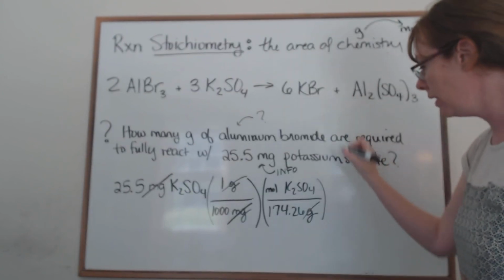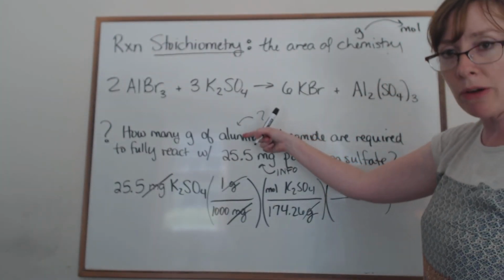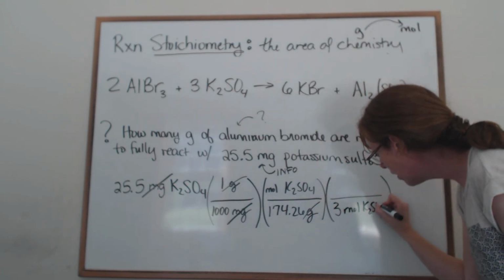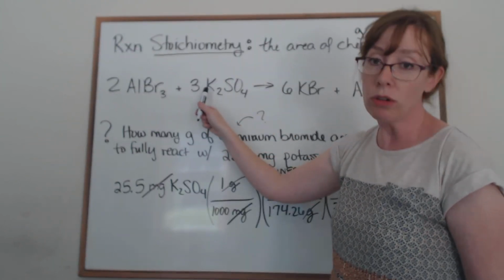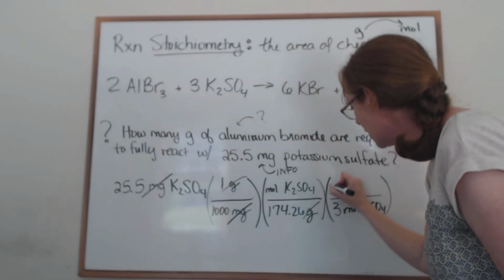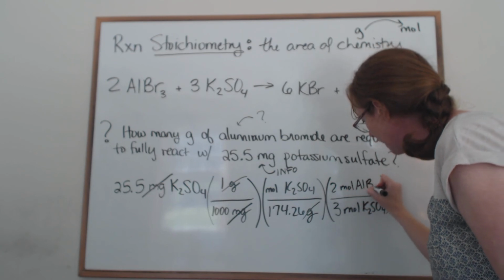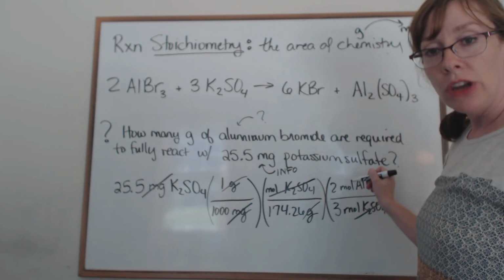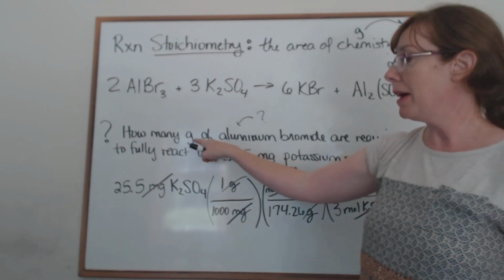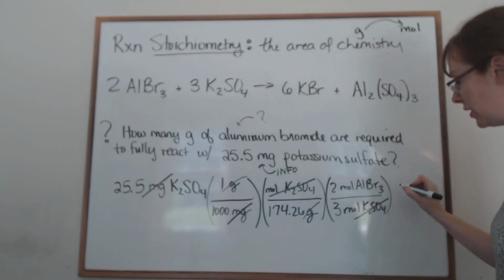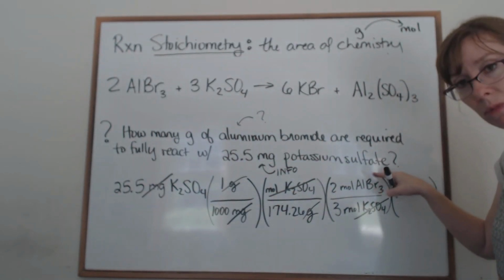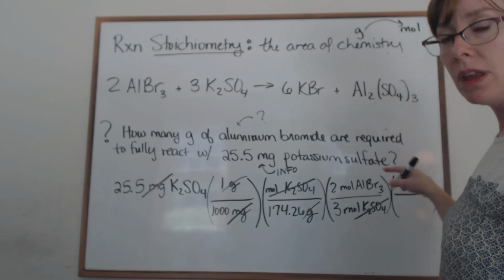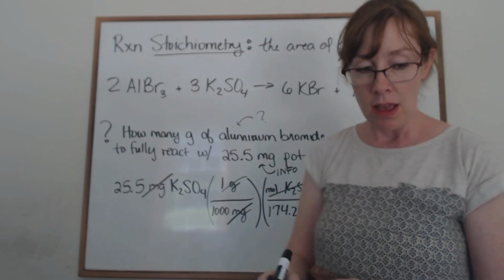Now that I'm in moles, we can pivot to the species that the question is about. For every 3 moles of K2SO4, I will need, or react with, 2 moles of AlBr3. And now I know how many moles of AlBr3 I need, but the answer wanted it in grams, and from that I can just use its molar mass, because that's the species we're talking about right now. If I use its molar mass, I can convert it to grams.